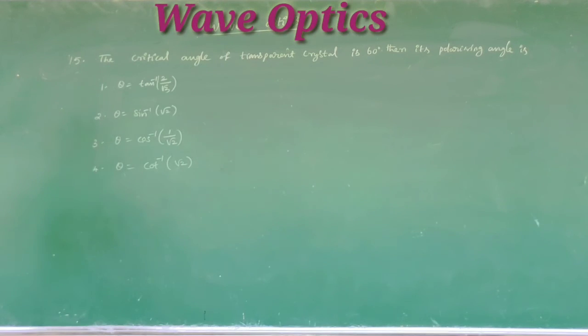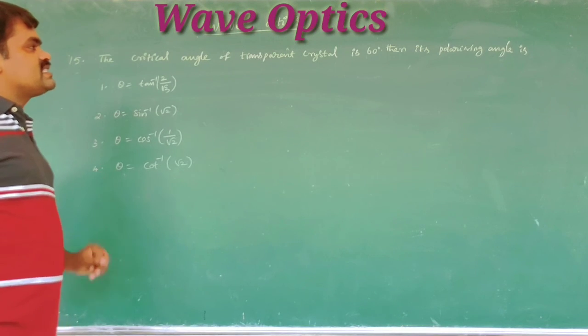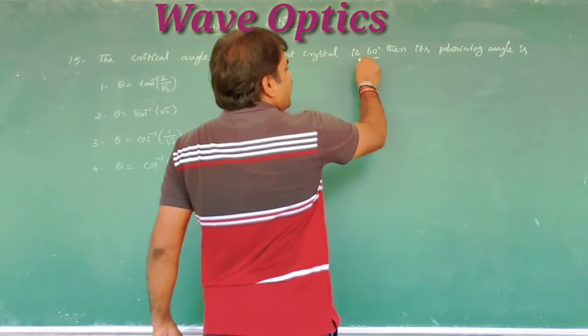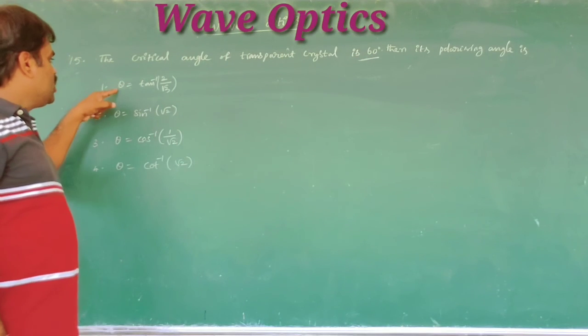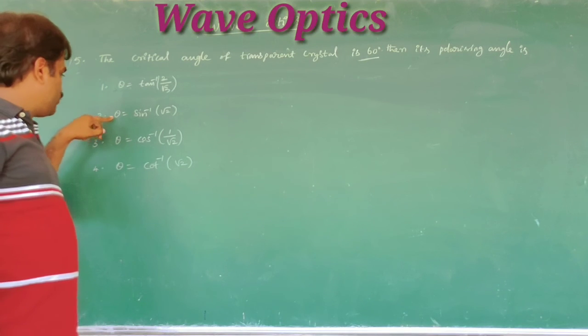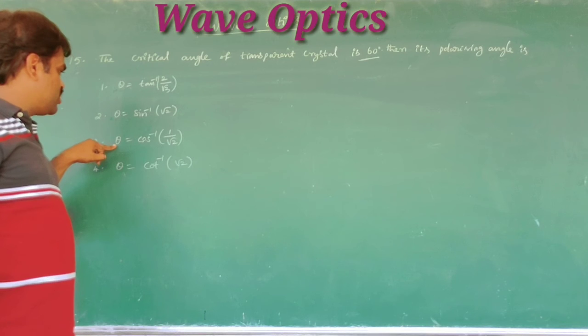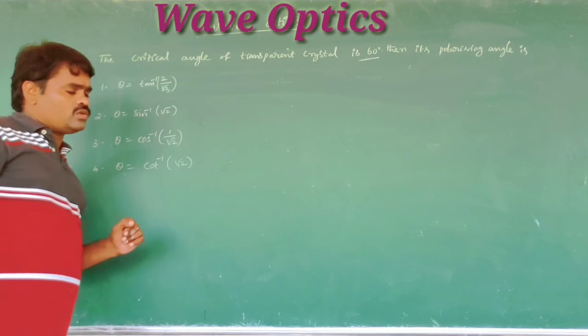Now going to the 15th one. The critical angle of a transparent crystal is 60 degrees. Then its polarizing angle is: theta equal to tan inverse of 2 by root 3, theta equal to sin inverse of root 2, theta equal to cos inverse of 1 by root 2, or theta equal to cot inverse of root 2.